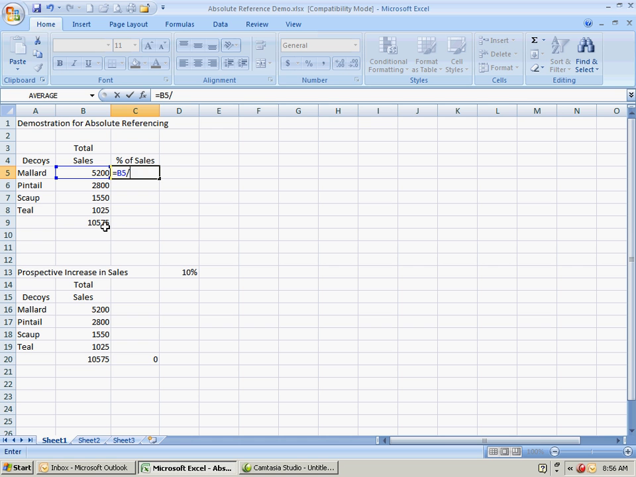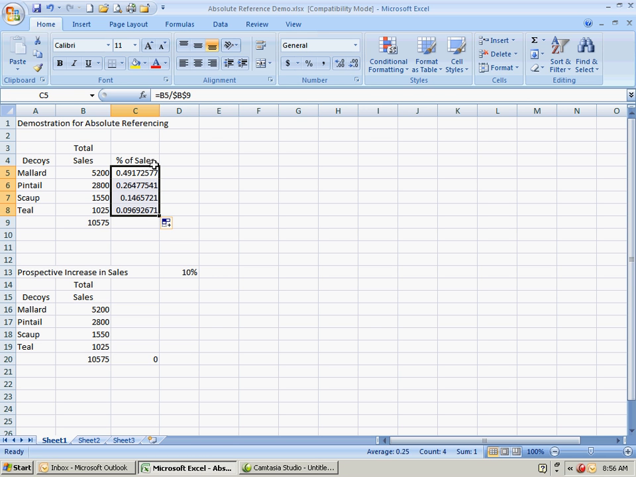To be able to lock in 10,575, which is B9, I've got to put a dollar sign and the column that it's in, and then the dollar sign again, and wherever the row is. In this case it's 9. That locks in. It kind of puts a big X over the cell. So then I click on the blue check mark to lock in that formula, and it gives me the answer, about 49%. Then you copy it down.